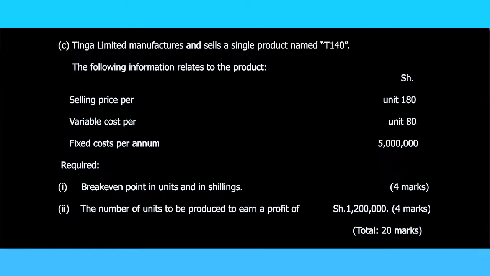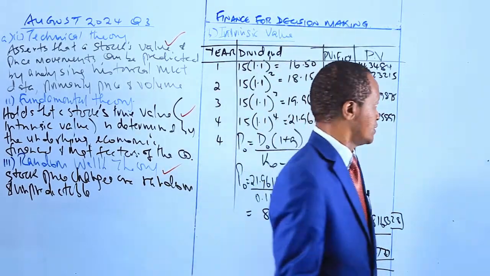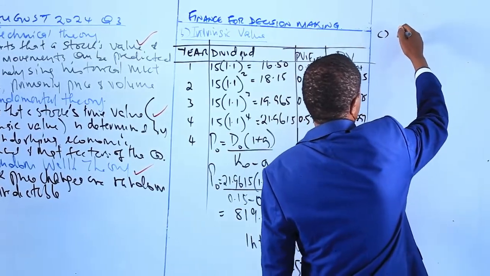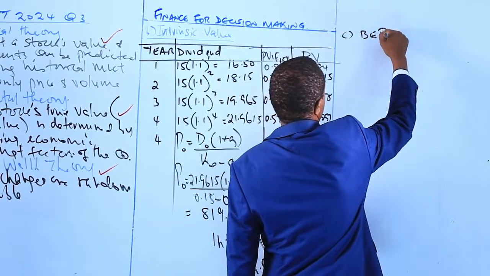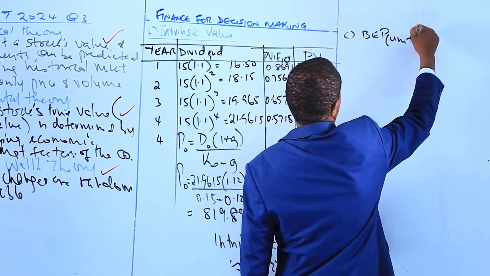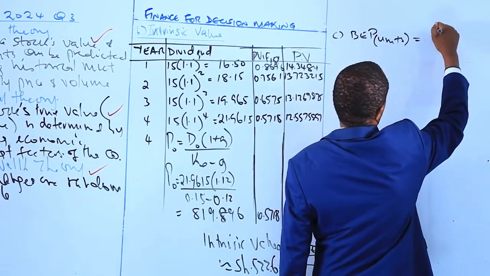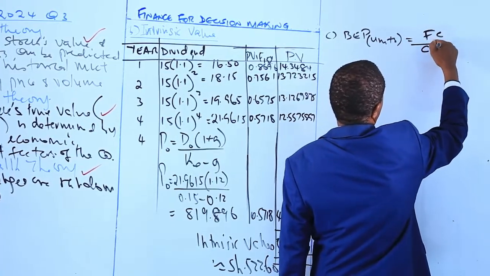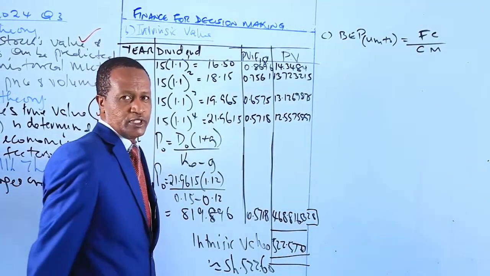That is the question. We need to calculate, first of all, the break-even point in units, then the break-even point in shillings. So this is part C. We are to calculate the break-even point in units. To calculate the break-even point in units, we know the formula is fixed cost over contribution margin. Just fixed cost over contribution margin.